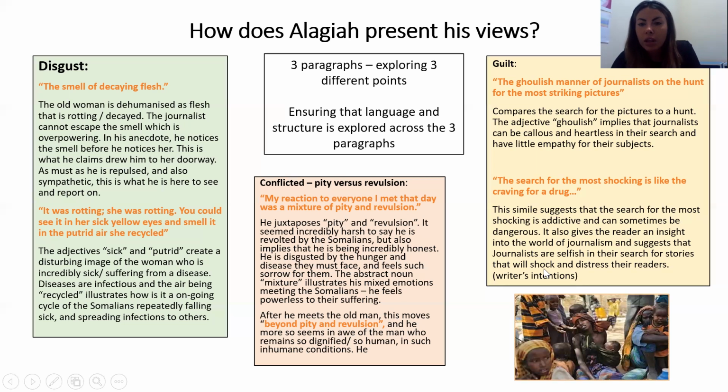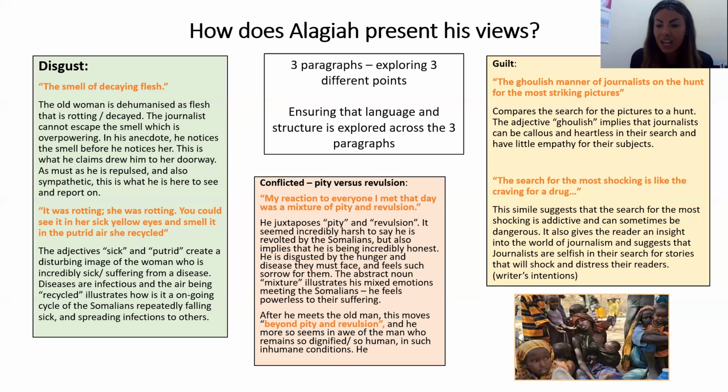So another feeling, another view that he has is one of guilt. So these quotations are from quite early on in the extract, and he seems almost guilty for his profession. The idea that he is there and, you could question, are these pictures exploitative? Wanting the most striking picture, the extent of their suffering. And he refers to the ghoulish manner of journalists on the hunt for the most striking pictures.